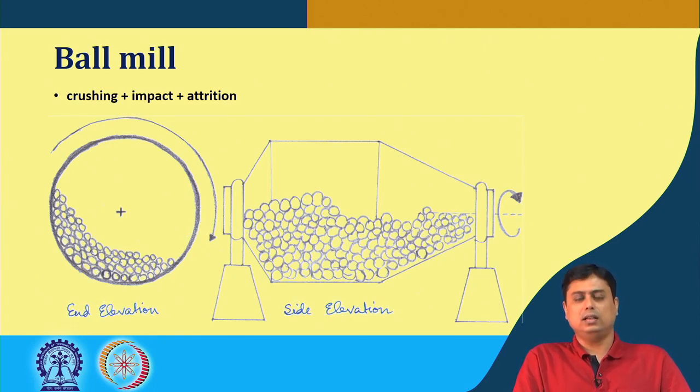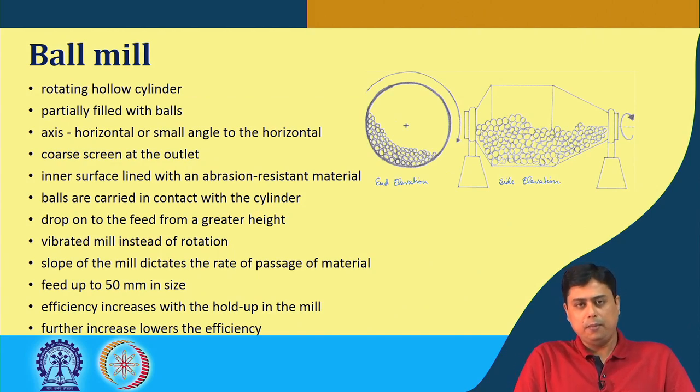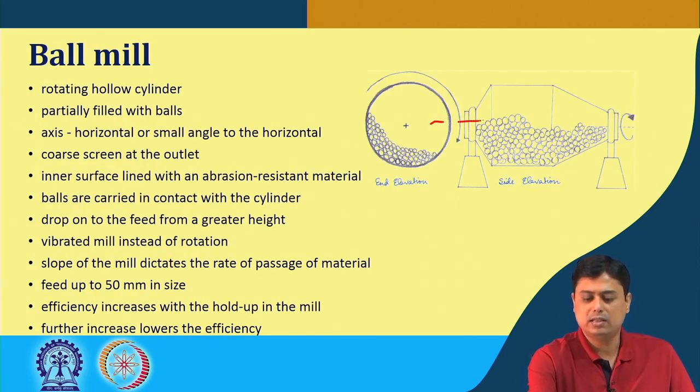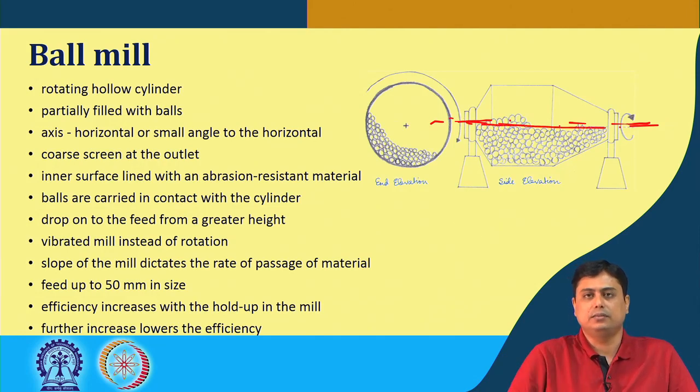We had seen in the last class an introduction to what a ball mill is and how it is operated. So, this ball mill typically consists of a rotating hollow cylinder that is partially filled with balls, and its axis is horizontal, or it can sometimes have some angle to the horizontal. The reason we will see. So, this is our horizontal plane. It can be perfectly horizontal to this line, or it can have a certain gradient.